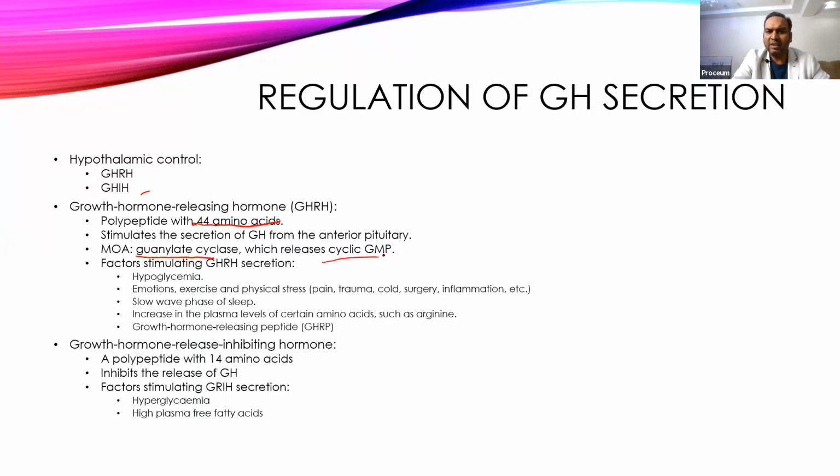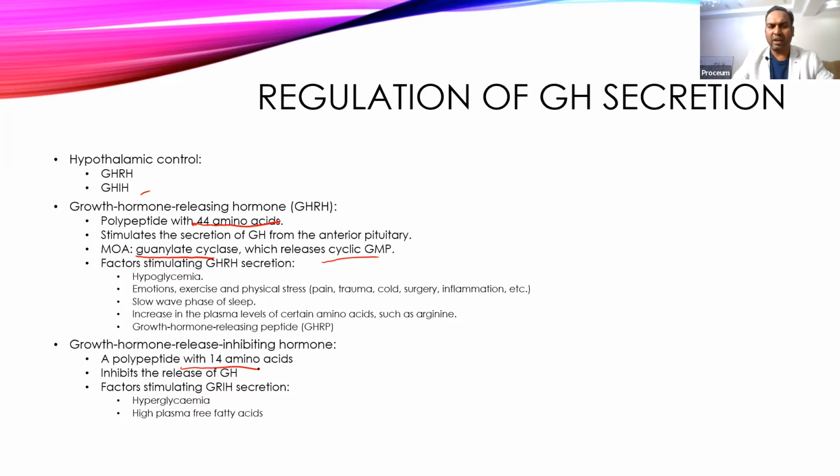Then emotions, exercise, stress, deep sleep, then an increase in amino acids in the blood, like arginine, can promote the growth hormone, and also the presence of growth hormone releasing peptide can act on GHRH and promote its release. Then another hormone, growth hormone inhibiting hormone, is a polypeptide hormone made up of 14 amino acids, and it inhibits the GHRH hormone.